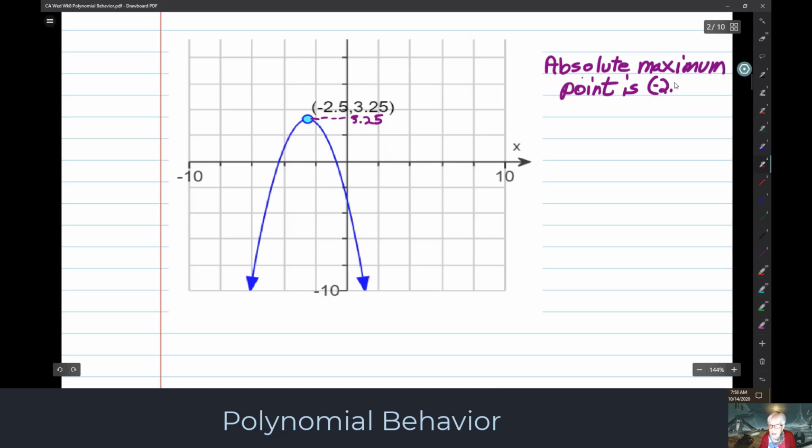Negative 2.5, comma, 3.25. And 3.25 is the absolute maximum value.